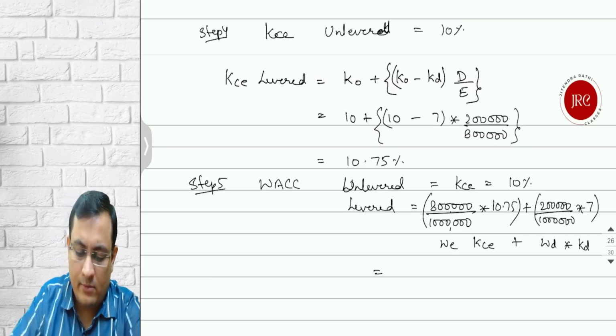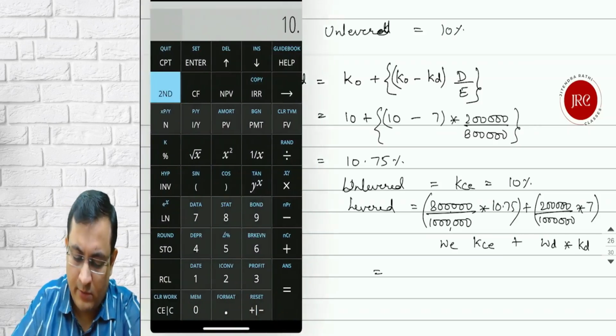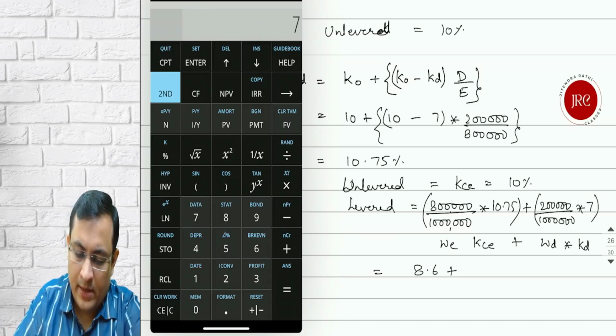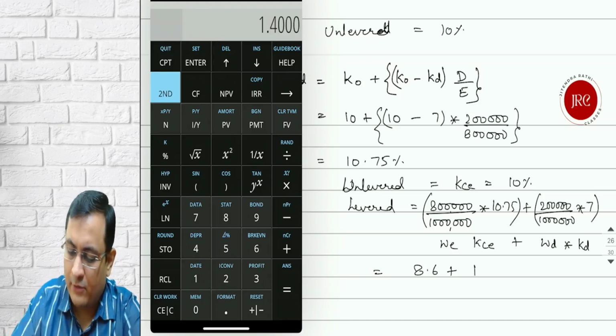So what is the value? It is 10.75 into 0.8, that is 8.6, plus 7 into 0.2, that is 1.4. Again it is equal to 10%.